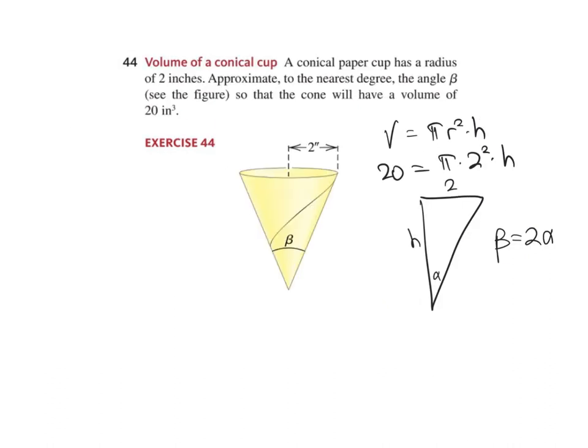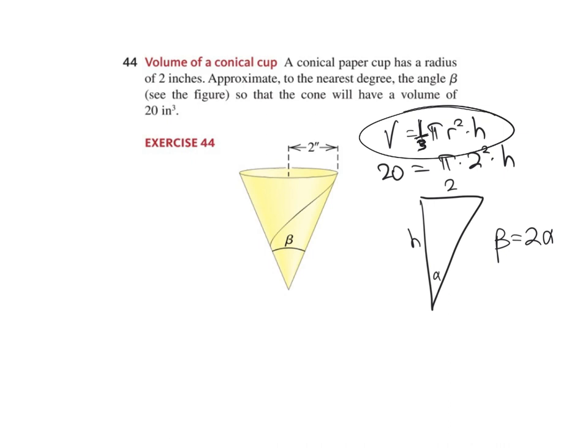44, volume of a conical cup. Okay, so the volume of a cone is pi r squared times h, and you got to divide it by 3 because it's a cone. So the volume of a cylinder is pi r squared times h. So when you're done, you got to divide it by 3.